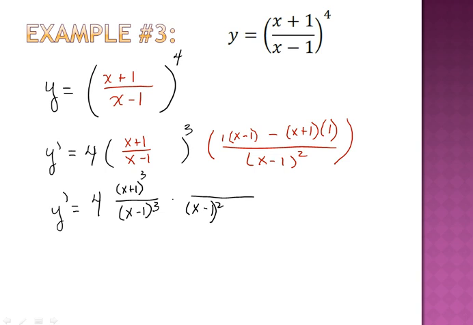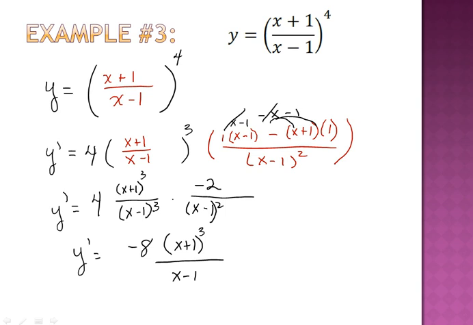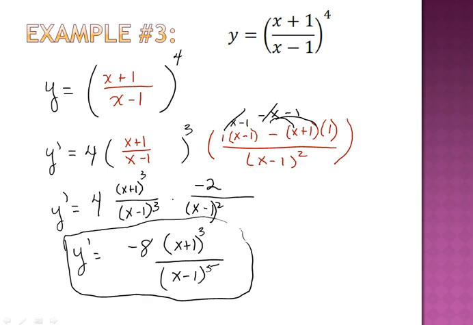Simplifying the top, I get x minus 1 distributing that negative minus x minus 1. The x's are going to cancel, and I get negative 2 on the top. So simplifying just a little bit further, 4 times negative 2, negative 8. I have x plus 1 cubed in my numerator, and x minus 1 to the 5th power in my denominator. The chain rule helps us out so much because this would have been horrible to have had to multiply and then derive.